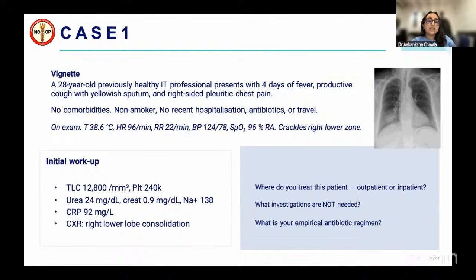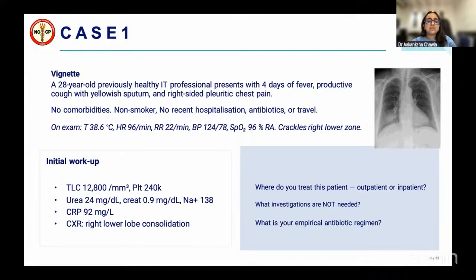So this was a 28-year-old previously healthy IT professional who presented with 4 days of fever, productive cough with yellowish sputum, and right-sided pleuritic chest pain. Essentially, he was otherwise healthy, a non-smoker, no comorbidities, no history of any recent travel. He was hemodynamically stable, not hypoxic. There were crepitations in his right lower zone on examination. And on the chest X-ray, as you can see, there was a right lower lobe pneumonia.